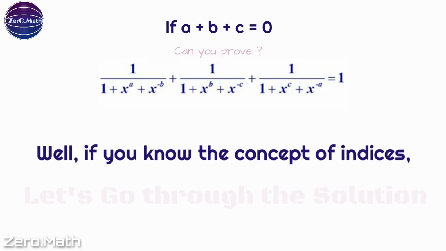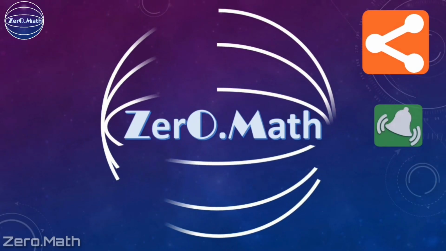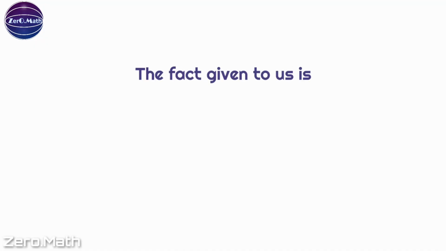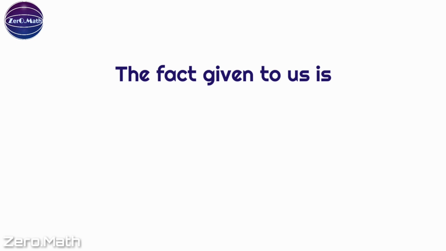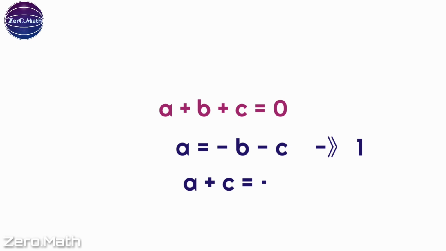Well, if you know the concepts, then let's go through the solution. The fact given to us is a plus b plus c equals 0. Hence, we can safely write down the equation a is equal to minus b minus c, let's call it equation 1, and a plus c is equal to minus b, let's call it equation 2.